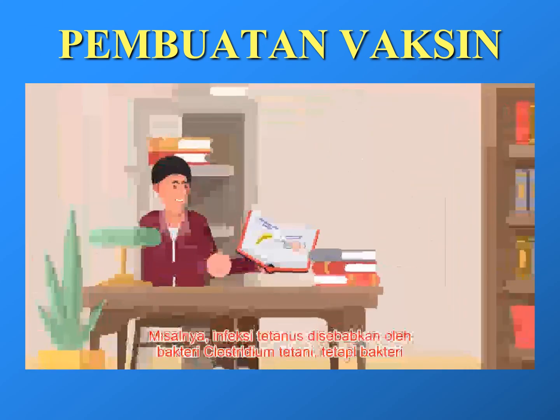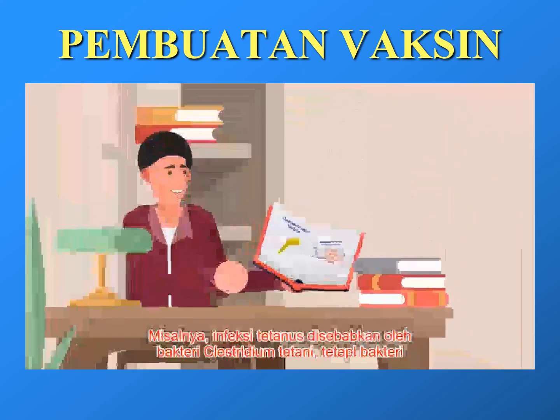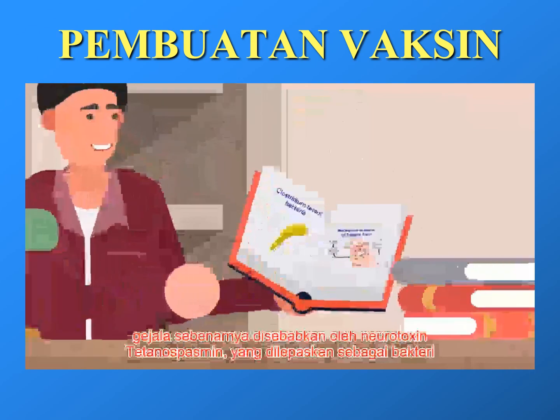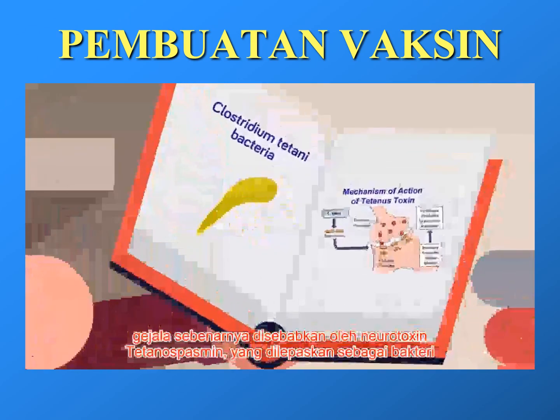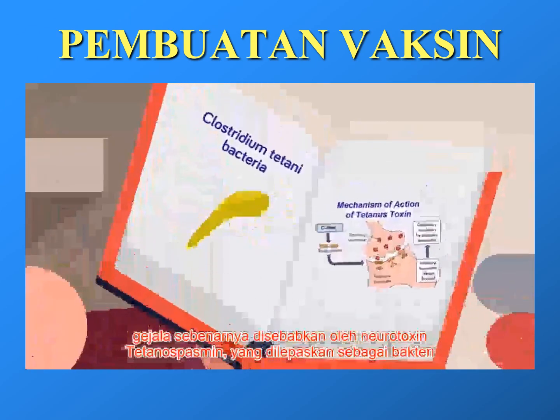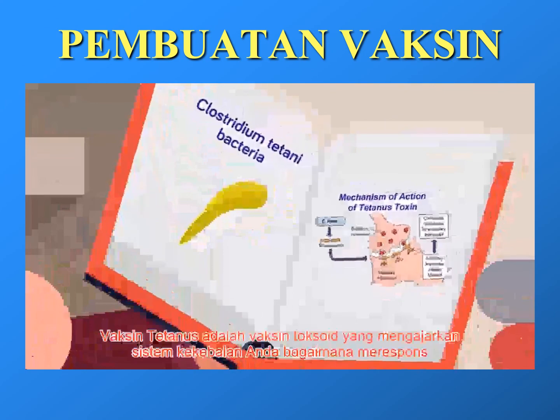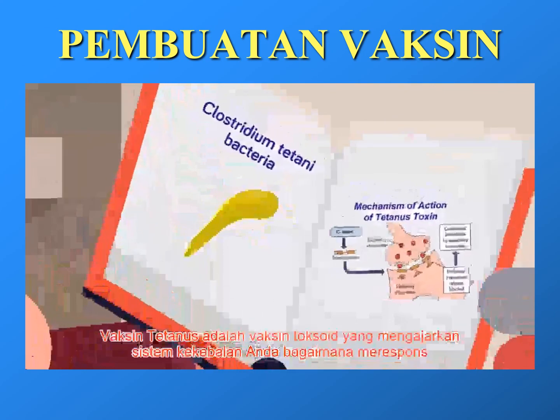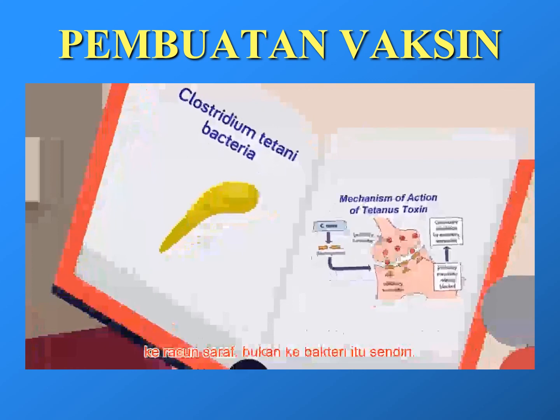For example, tetanus infections are caused by the Clostridium tetani bacteria, but the symptoms are actually caused by the neurotoxin tetanospasmin, which is released as the bacteria reproduces. The tetanus vaccine is a toxoid vaccine that teaches your immune system how to respond to the neurotoxin rather than to the bacteria itself.